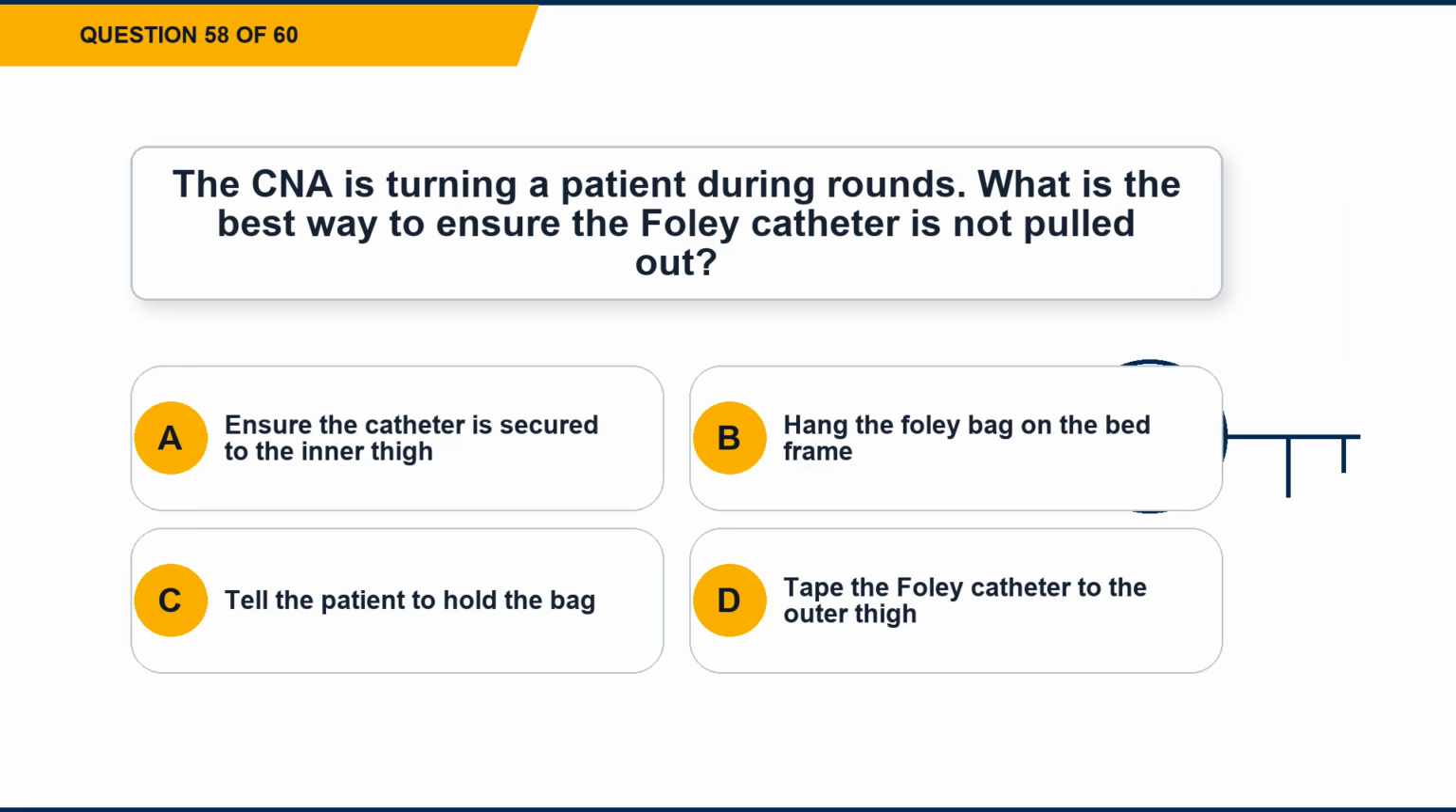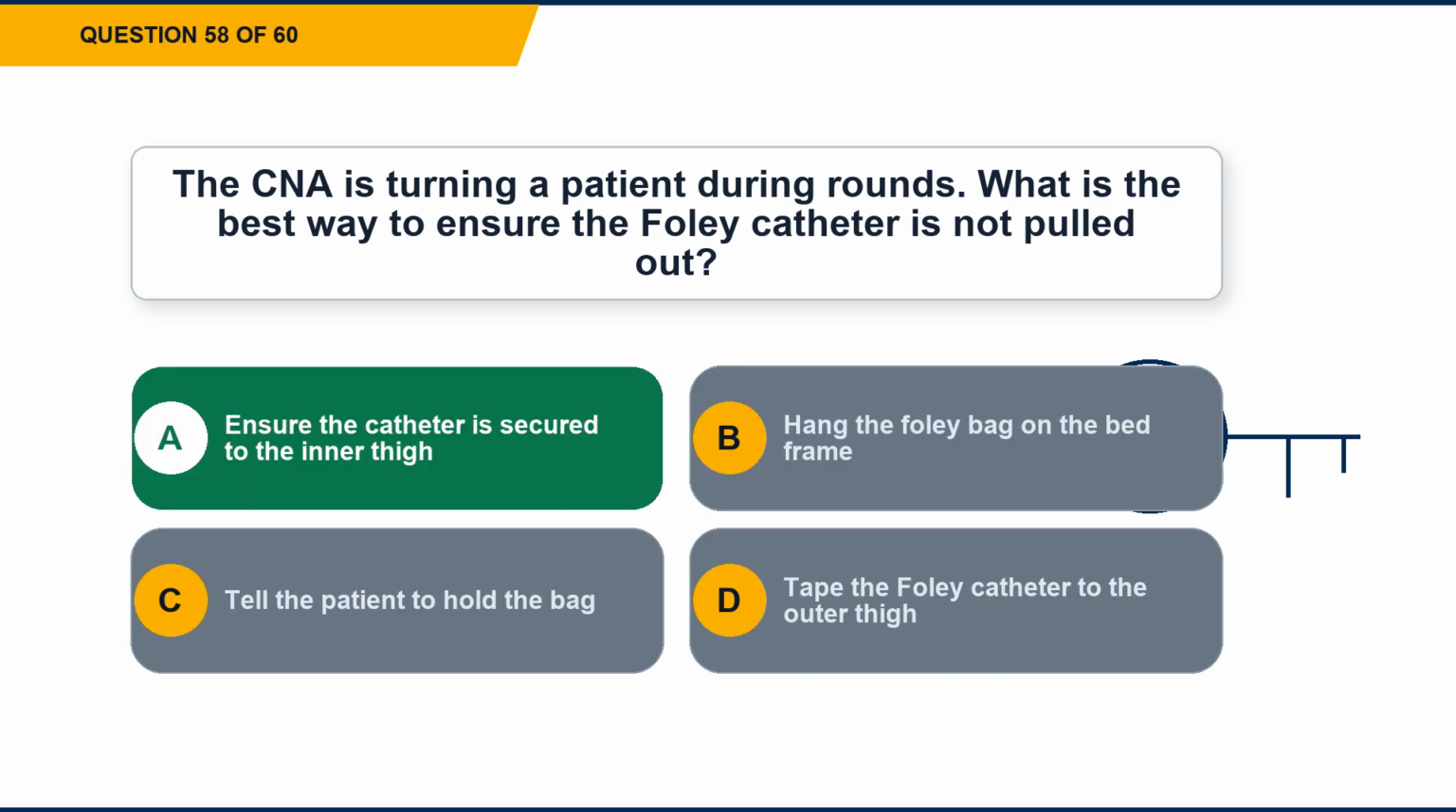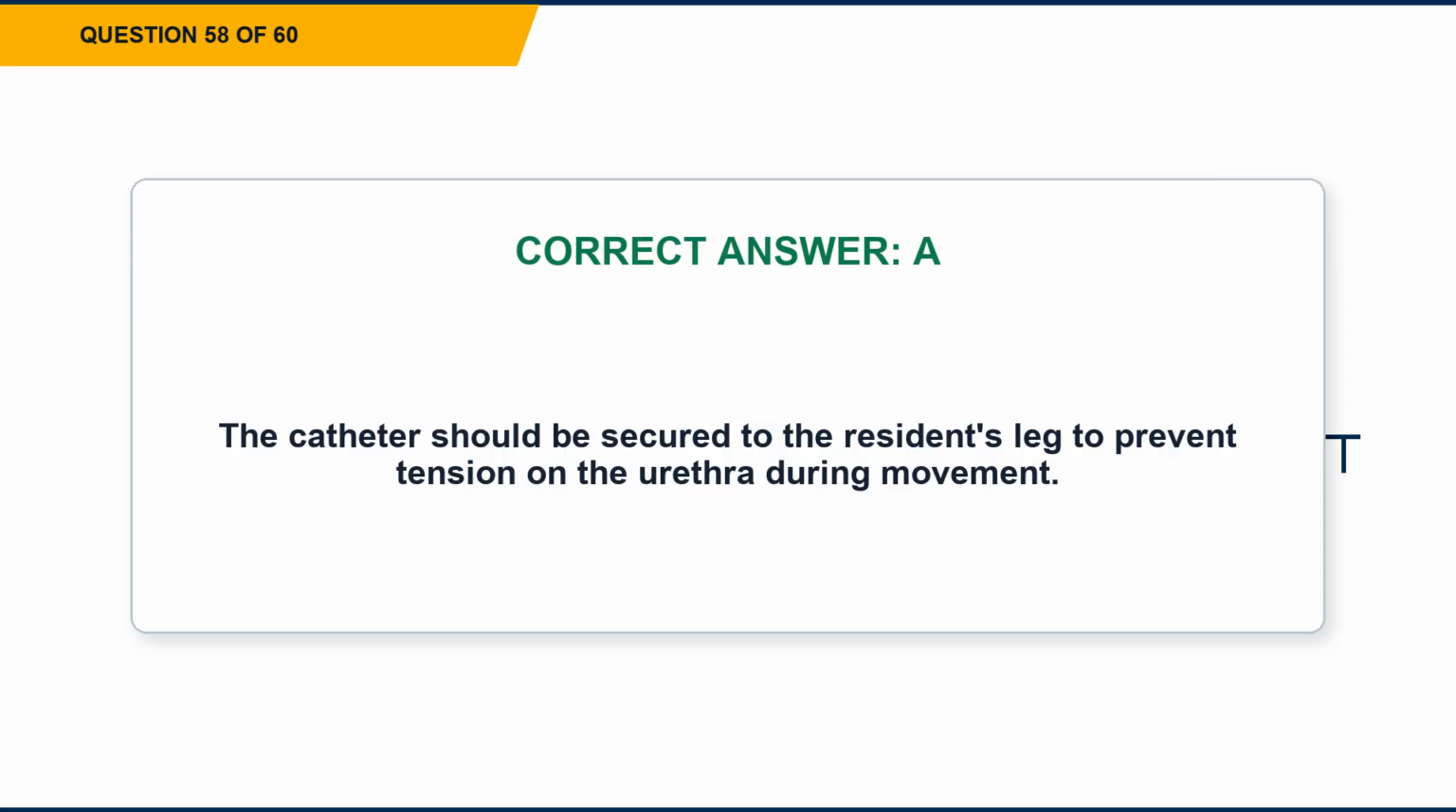Question 58. The CNA is turning a patient during rounds. What is the best way to ensure the Foley catheter is not pulled out? Option A. Ensure the catheter is secured to the inner thigh. Option B. Hang the Foley bag on the bed frame. Option C. Tell the patient to hold the bag. Option D. Tape the Foley catheter to the outer thigh. The correct answer is option A. Ensure the catheter is secured to the inner thigh. Explanation. The catheter should be secured to the resident's leg to prevent tension on the urethra during movement.